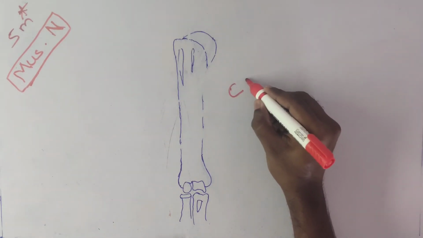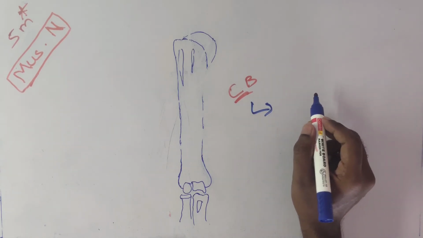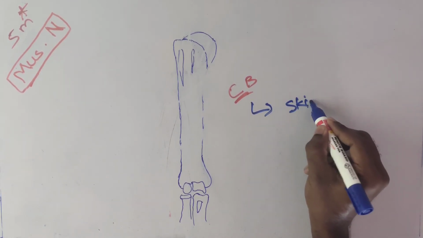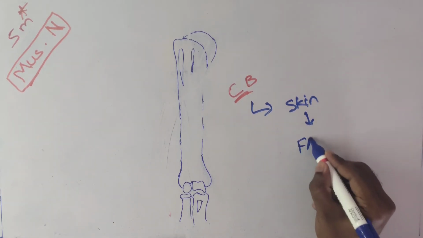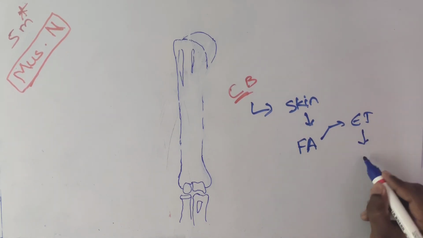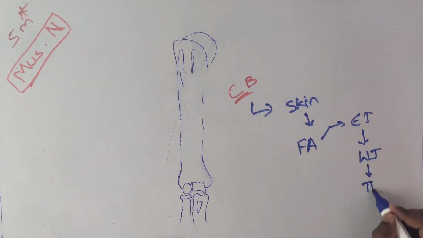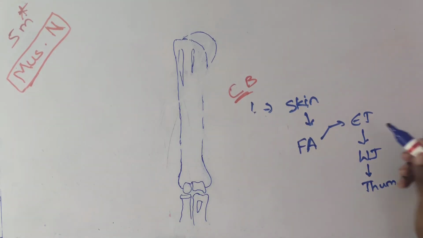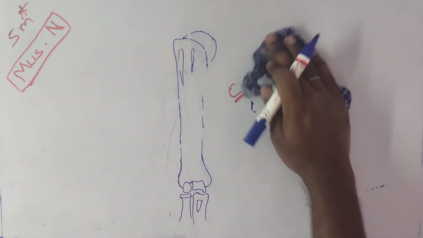Now coming to the cutaneous branch, it supplies the skin of the lateral side of the forearm from the elbow to the wrist, including the ball of the thumb. It supplies the entire skin of the forearm, starting from the elbow joint to the wrist joint and up to the thumb. Next, this is the cutaneous branch.